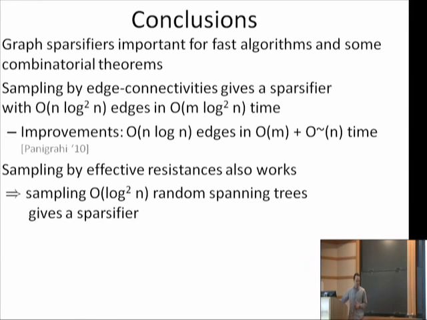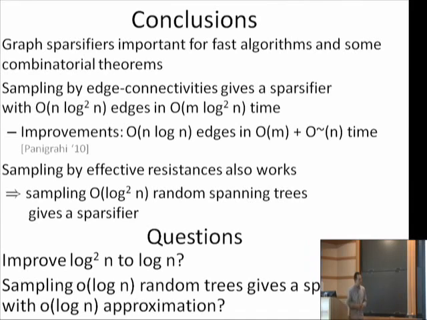And I also pointed out that sampling by effective resistance works. And because we just use Chernoff bounds, that implies that sampling random trees also works. So some questions that I have are, first of all, is the log squared factor really necessary? So is it true that, for example, if I'm sampling by edge connectivities, do I get a sparsifier with just n log n edges? I would suspect the answer is yes, but I don't know how to prove it.